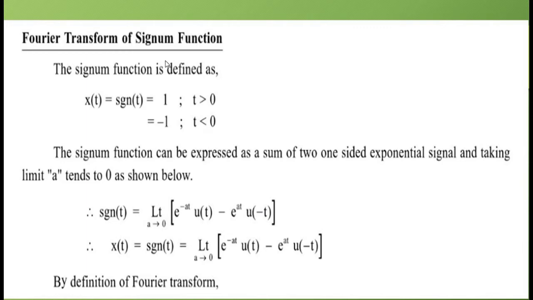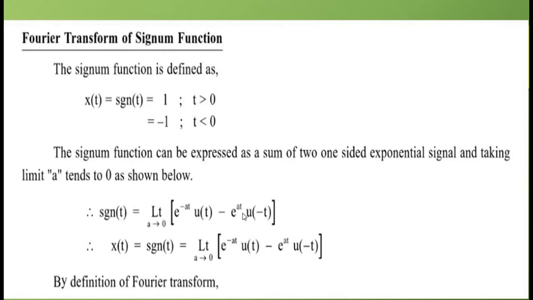Next, the Fourier transform of a signum function. We know that a signum function can be defined as 1 for t greater than 0 and minus 1 for t less than 0. For simplification purposes, to bring it into the limit form, we will define it this way. The signum function can be expressed as a sum of two one-sided exponentials, taking the limit as a tends to 0. So we will define our new signum function as limit a tends to 0, e power minus at u of t minus e power at u of minus t.